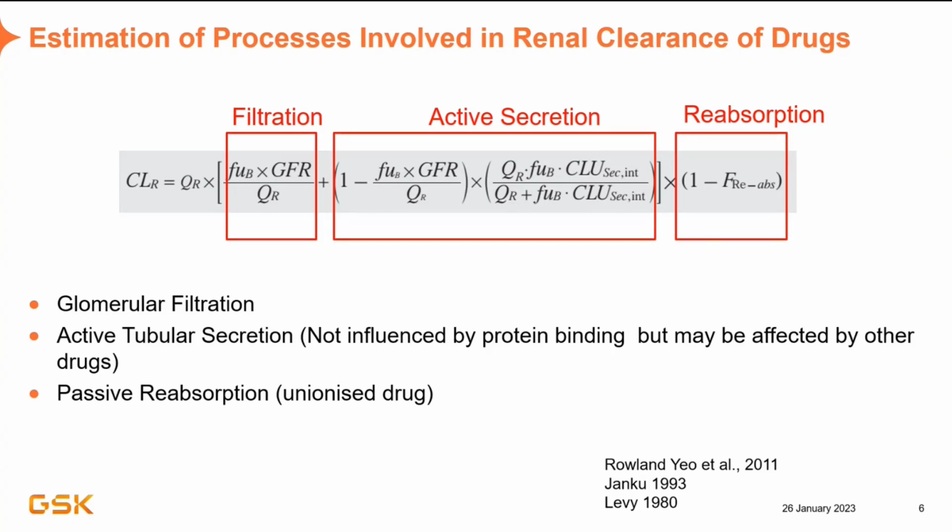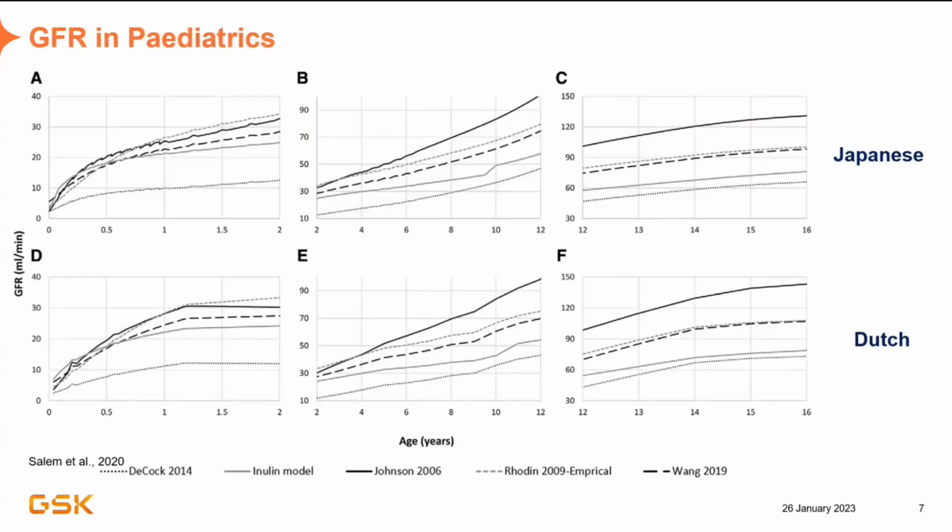So as you can see in this equation, there are a lot of system parameters. We have the blood flow to the kidneys, we have the unbound fraction in blood, we have the GFR, and we also have the active secretion or intrinsic clearance for the transporters involved. And all of these parameters can be subject to age-dependent changes. I'm going to discuss a little bit about the importance of this in each of these.